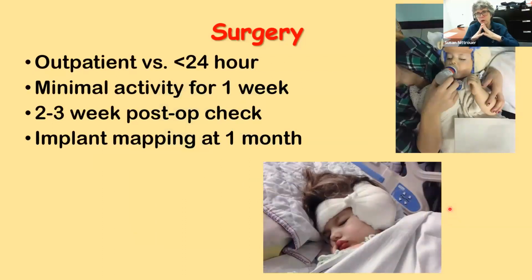When children are given a cochlear implant, again, the surgery is actually quite simple. It can even be outpatient, or if they're in the hospital, for less than 24 hours. The child is kept quiet for a week, and then in 2 to 3 weeks, they have a post-op check, and then at 1 month, they come in to get the implant mapped.